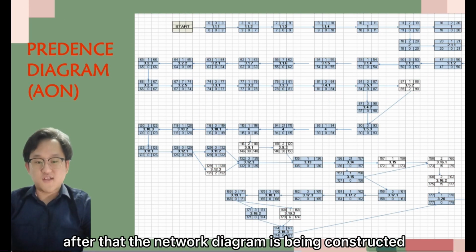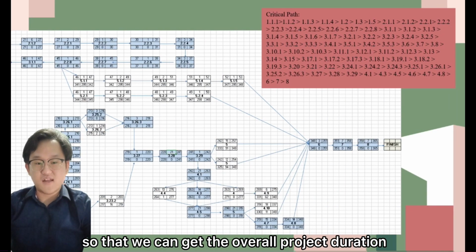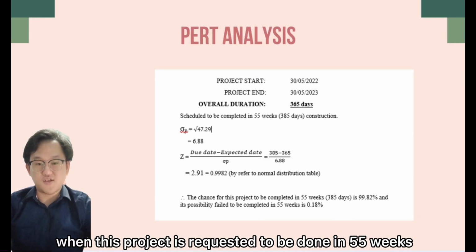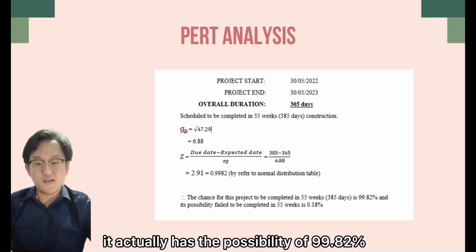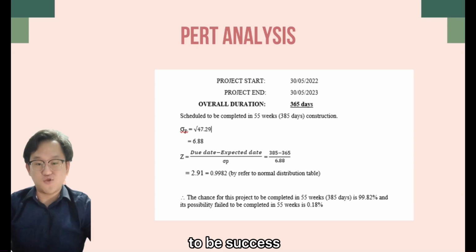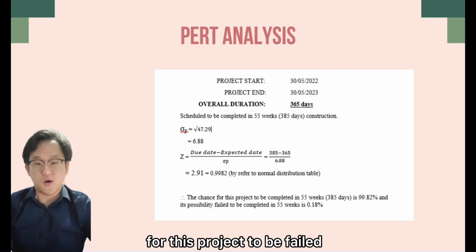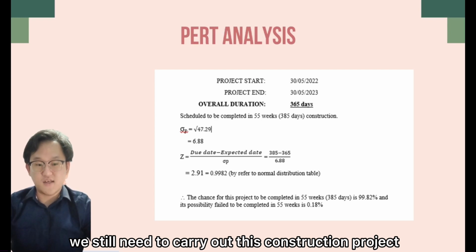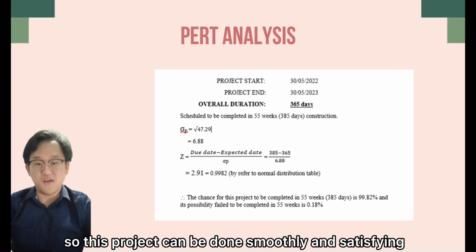After that, the network diagram is being constructed to find the critical path of this project so that we can get the overall project duration based on the critical path, which is 365 days. When this project is requested to be done in 55 weeks, which is 385 days, it actually has a possibility of 99.82% to be success, while there's only a chance of 0.18% for this project to be failed to complete before the due date. However, we still need to carry out this construction project strictly following the schedule we planned, so this project can be done smoothly and satisfying.